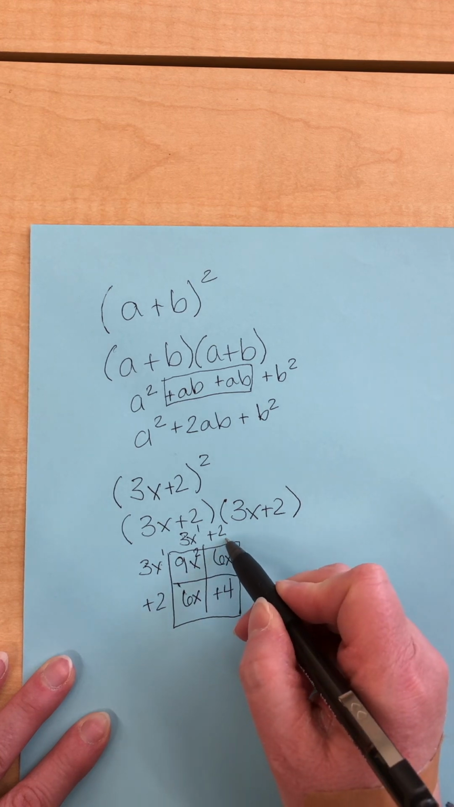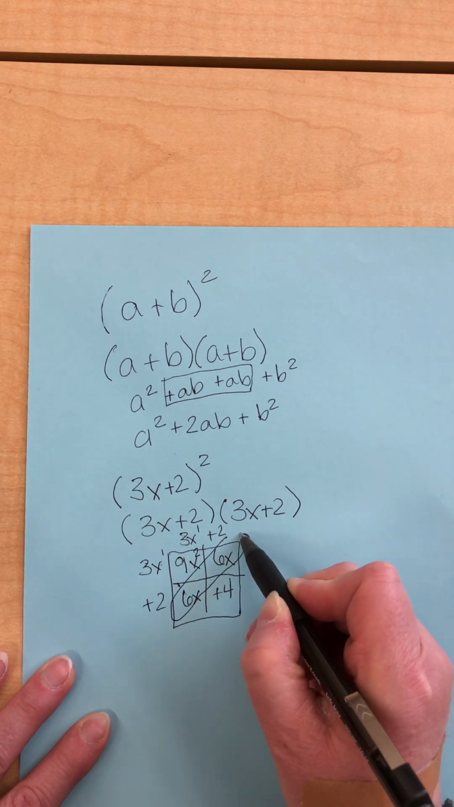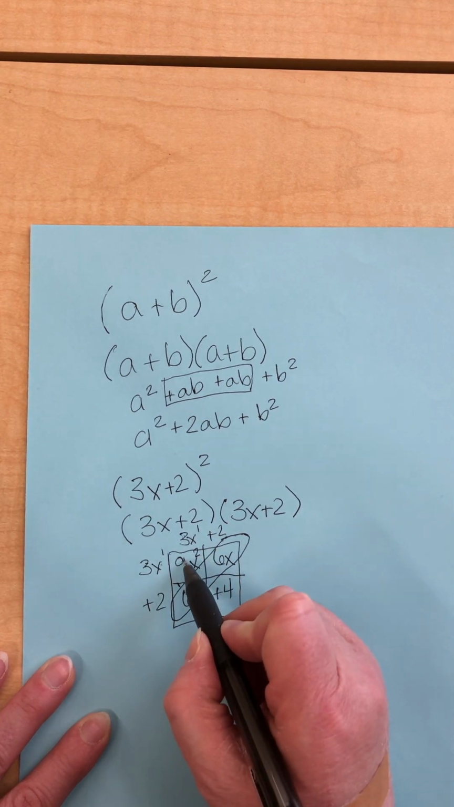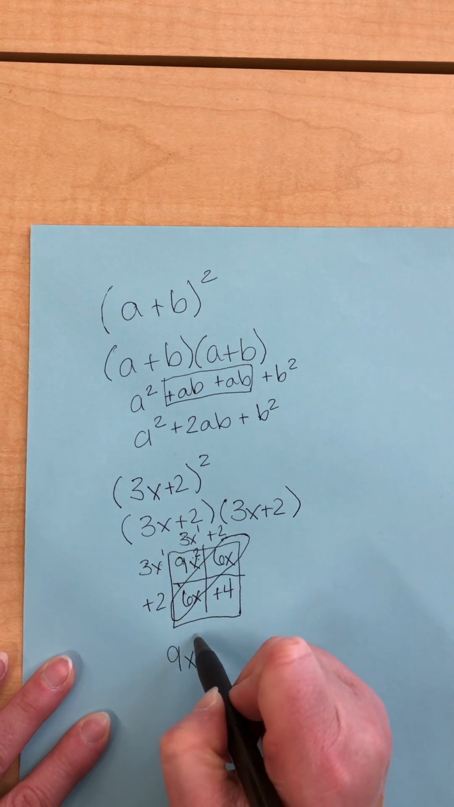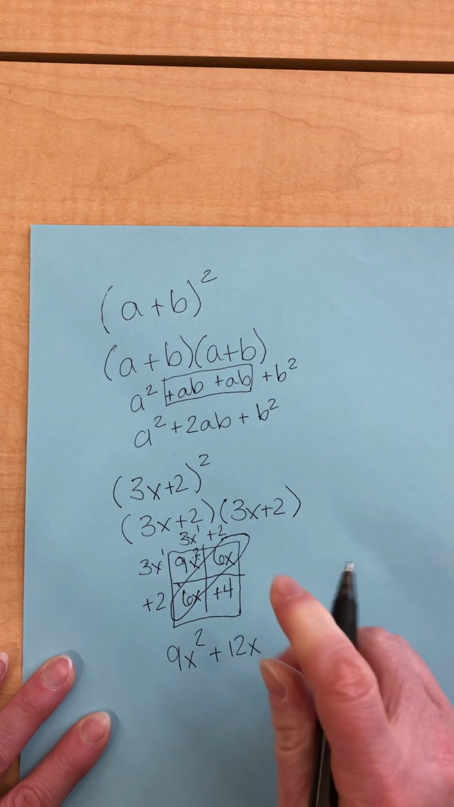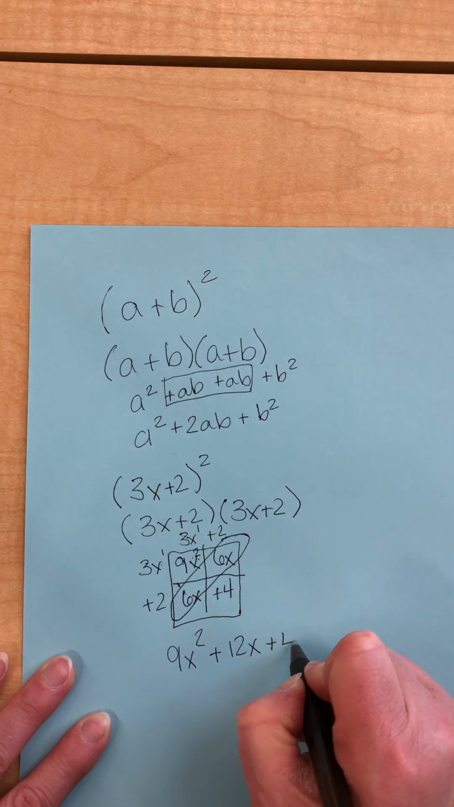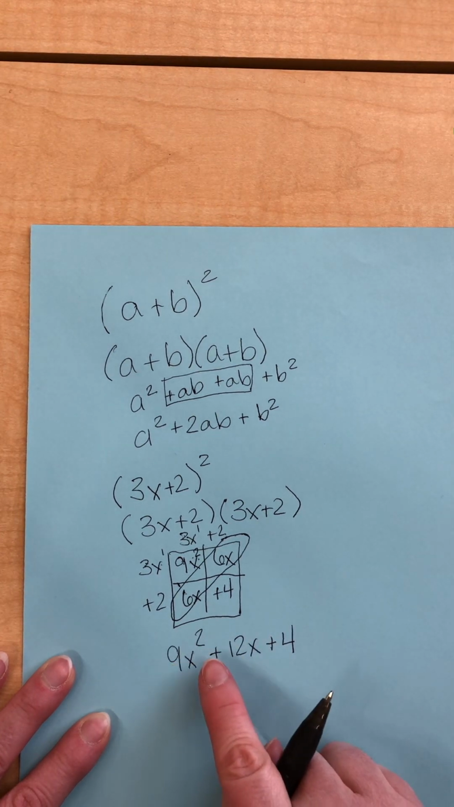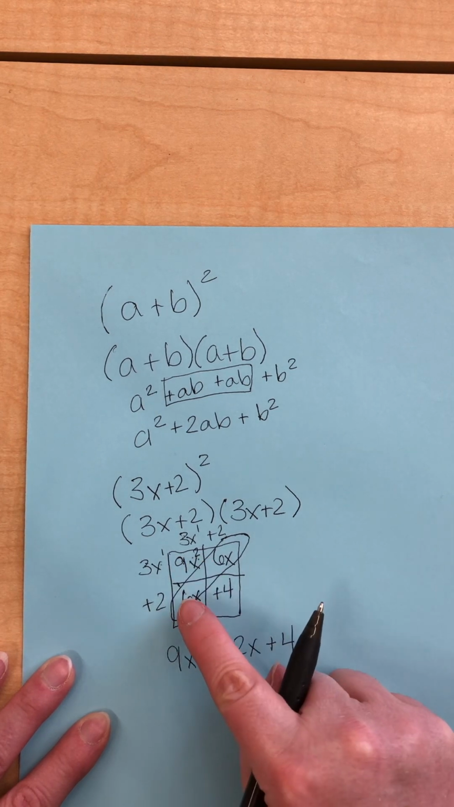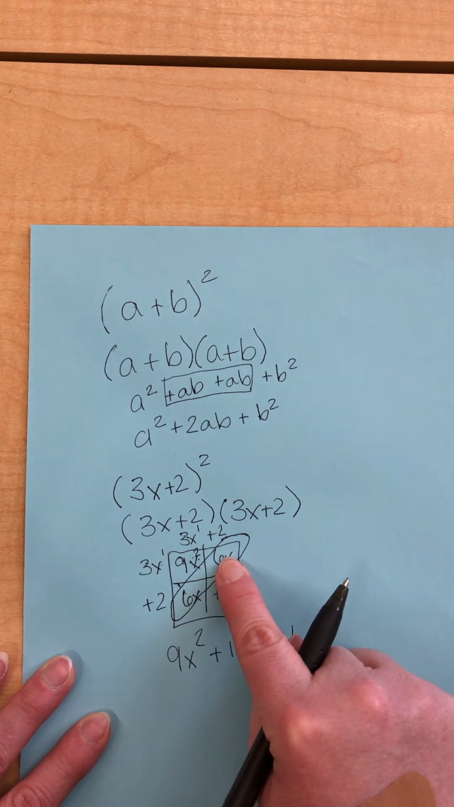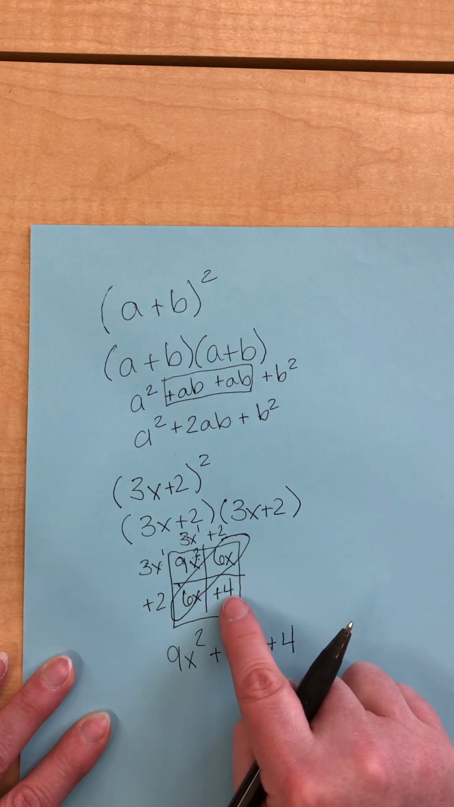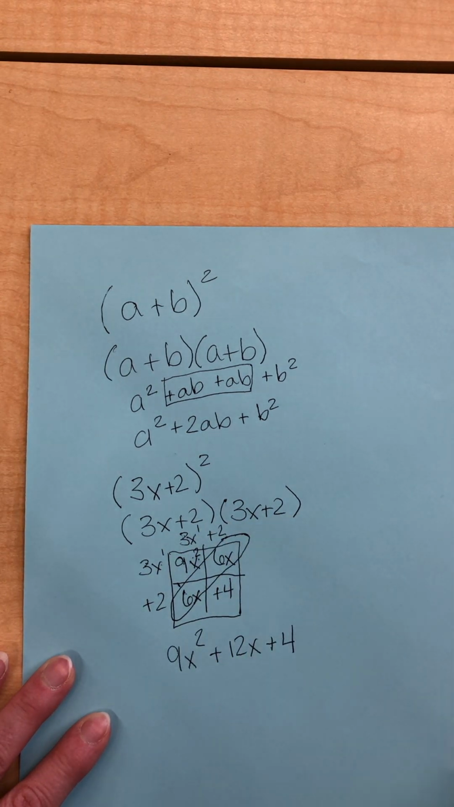When you look at the diagonals, if a diagonal has more than one item in it, you need to add them together. So the first thing we have is 9x squared. Then 6x plus 6x is 12x. And then we have our plus 4. So we have a squared plus 2ab plus b squared. Here's an ab and here's an ab, combine them together, and then plus the b squared. Your b was 2, so 2 times 2 is 4. So that's the first example.